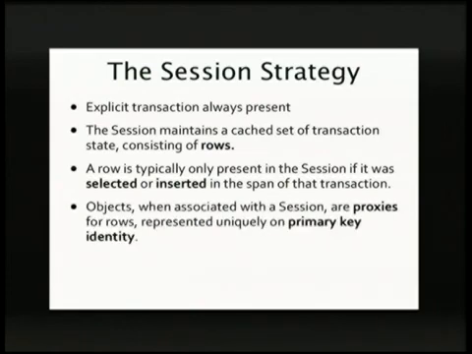So when an object, like your user or your address object, is associated with a session, it's not like a freestanding dictionary of stuff. Meaningfully, it's actually a proxy for a row in the span of that transaction. And that's really the only meaning that they have to us. And if there is no transaction, those objects are essentially dead to us until they associate themselves with another row in another transaction. And they're also represented uniquely on primary key identity.